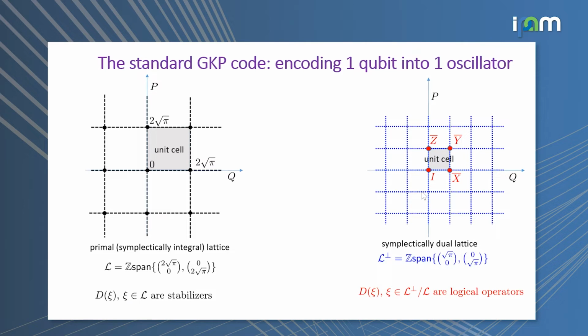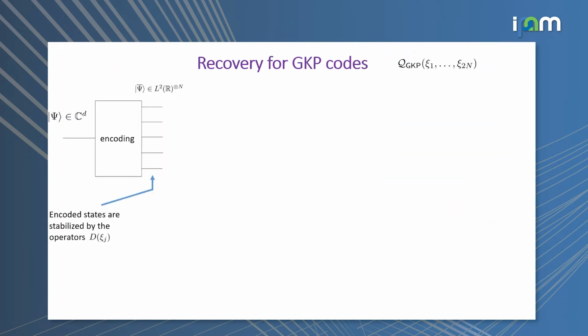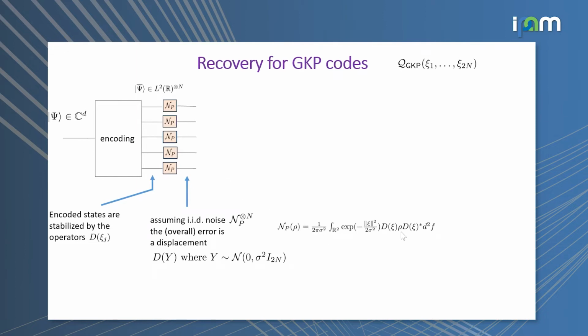Okay, so now I have to explain how you actually do error correction with these codes. Let's assume we have a state which is encoded in this GKP code. We know that it is stabilized by these displacements, so these are the stabilizer operators. Now, the kinds of noise channels that we're interested in here are classical displacement noise. Let's say we have a Gaussian distribution with variance sigma squared, and we displace in phase space according to this Gaussian distribution. If you do this to every mode, the overall error is a random displacement determined by some 2n-variate Gaussian vector y.